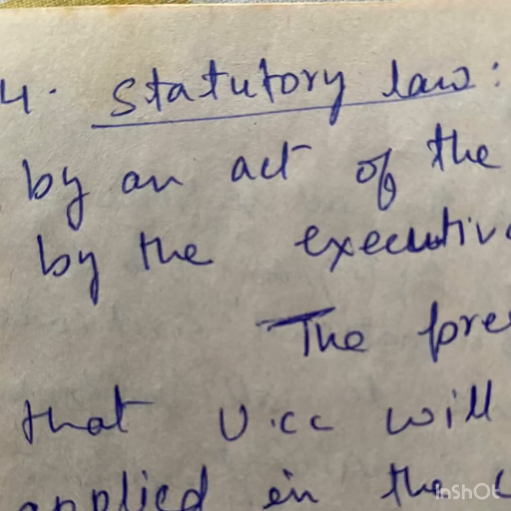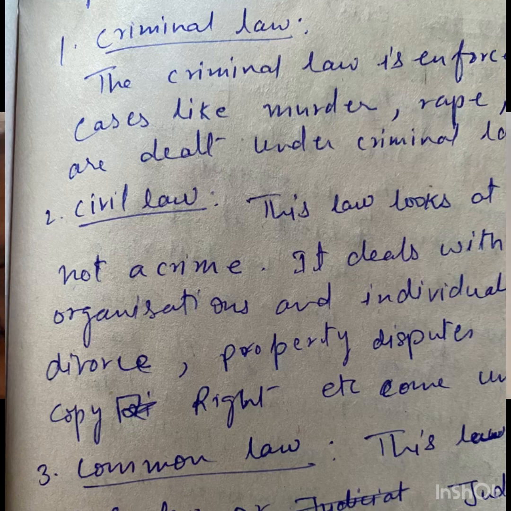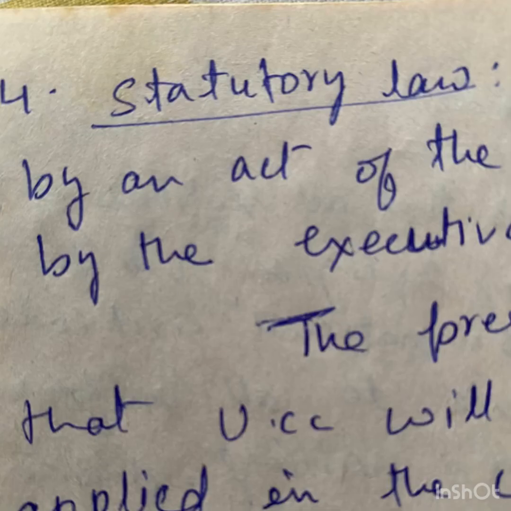Now there is the 4th category of law also, that is statutory law. What is this statutory law? This law is established by an act of the legislature that is signed by the executive or legislative body. So we have come to know that there are mainly 4 types of law: criminal law, civil law, common law and statutory law. Among these 4 categories, criminal law and civil law are very important, and people are confronting this type of law in their day-to-day life.